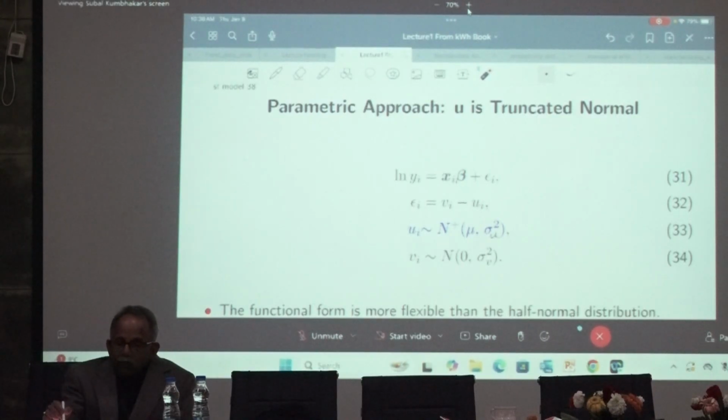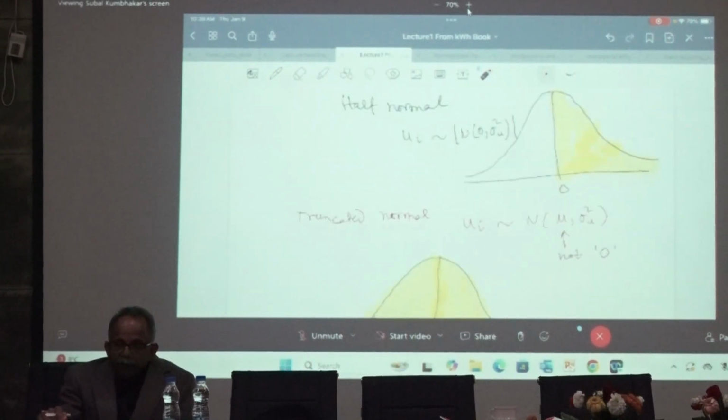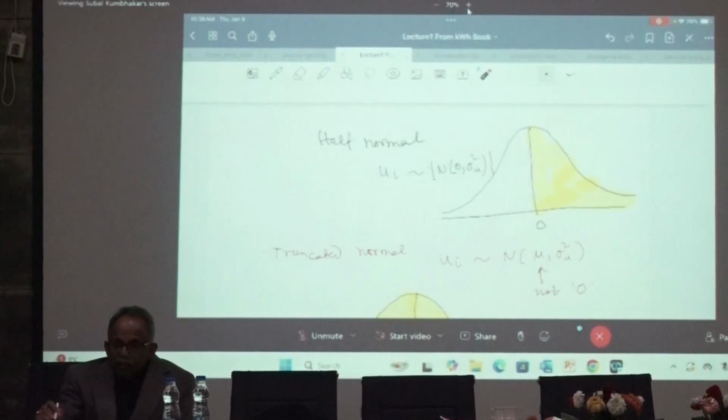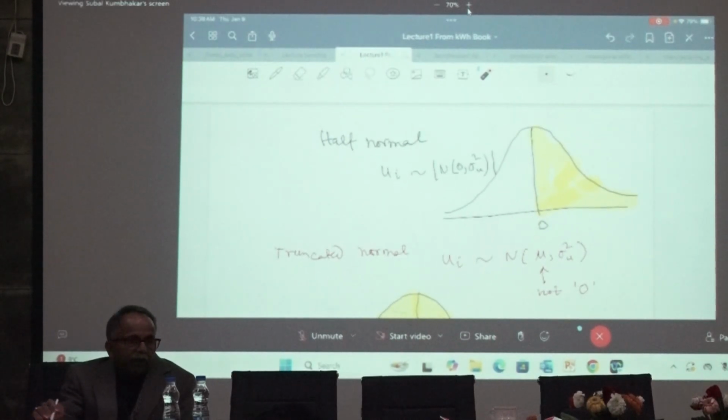So a more general approach is to say that u is truncated normal. What do you mean by truncated normal? Let me show you some graphs. Okay, so a half normal is like this. Think of u as a normally distributed random variable with zero mean. And then you cut it in half. That means you just take it on this side, which I highlighted.